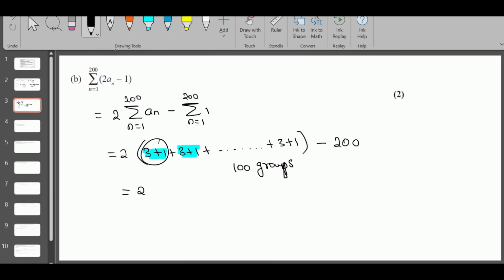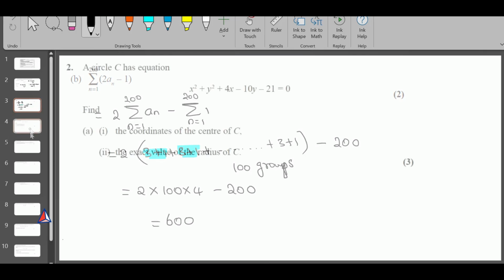Because the sum of one group is 4. 100 times 4 minus 200. That's basically 800. 4 2s are 8. 800 minus 200, you will get 600 as the answer. Just a 2-mark question. Question number 2.